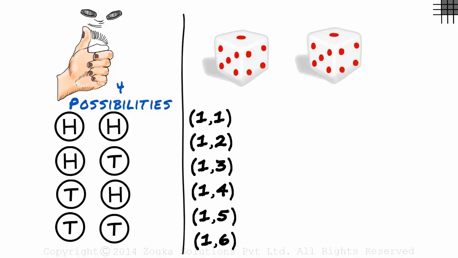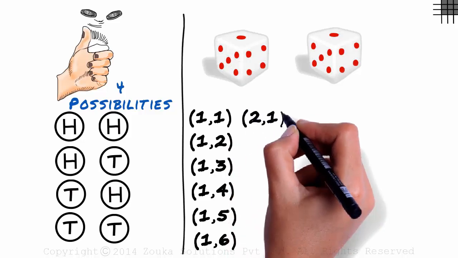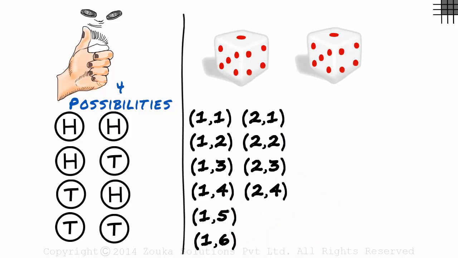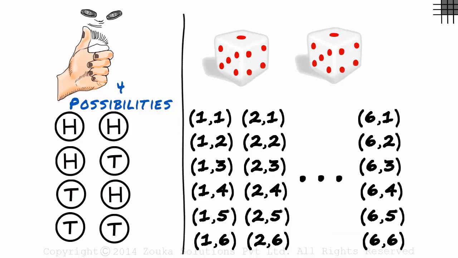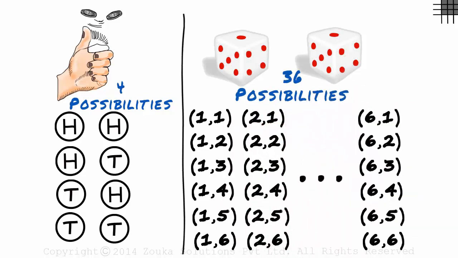6 possibilities until now. We may get a 2 on the first die and 1 on the second, or maybe 2 on both, and so on up to 2 and 6. And there will be 6 such columns. 6 columns and 6 rows. 36 possibilities in all. You won't have time in your exams to find all the possibilities. You're pretty much expected to know this.